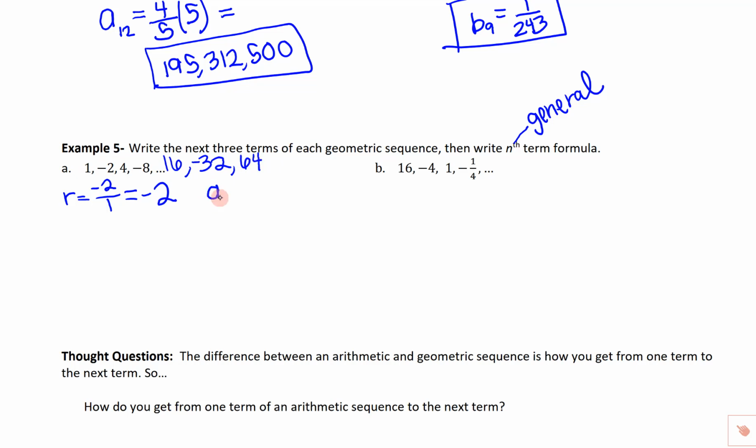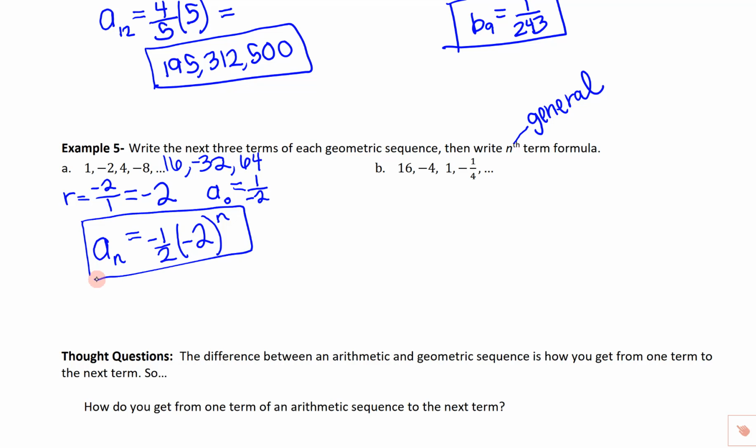Now we need to find a sub 0. Remember, a sub 0 is going backwards. So instead of timesing by -2, we're going to divide by -2. So we take the first term and we divide by -2. Okay, now we have our formula. A sub n equals a sub 0, which is -1/2, times your ratio, -2, to the nth power. Okay, so that is our nth term formula.